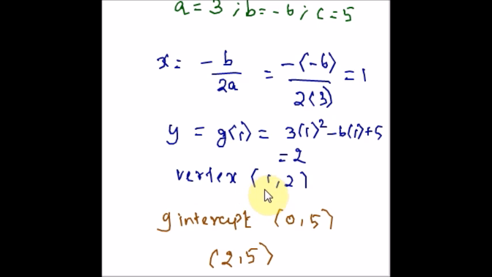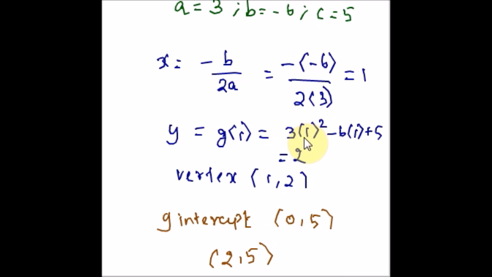Graphing part is very simple. Vertex would be the highest or lowest point in the parabola. Since this is an upward-opening parabola, this would be the lowest point. I plot the y-intercept and plot this 2, 5 and connect the points. That's it. Sketching part is very easy after finding all these 3. Hope you're clear with this concept.